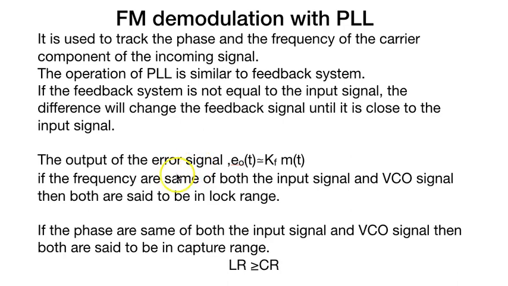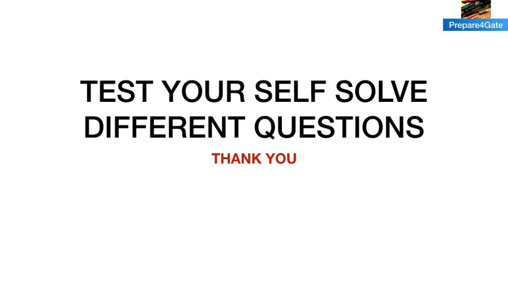If the frequencies of both the input and the VCO (voltage controlled oscillator) signal are the same, then both are said to be in the lock range. If the phases of both the input and the VCO signal are the same, then both are said to be in the capture range. So friends, this was all for today.